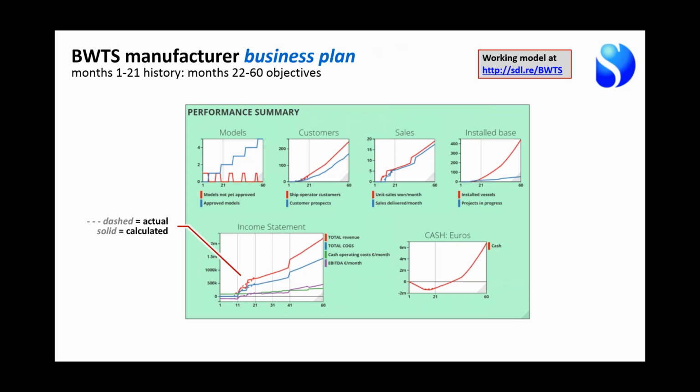And this is a disguised version of the working model that came out of this process. In this picture, months 1 to 21 are the history of the business, months 22 to 60 are the objectives we want to see come out. Across the top, we've got the number of models that we're going to develop. Red ones are not yet approved, and the blue ones are approved models. We've got growth in customers, we've got growth in sales, we've got the installed base, and the bottom right is the cash flow.